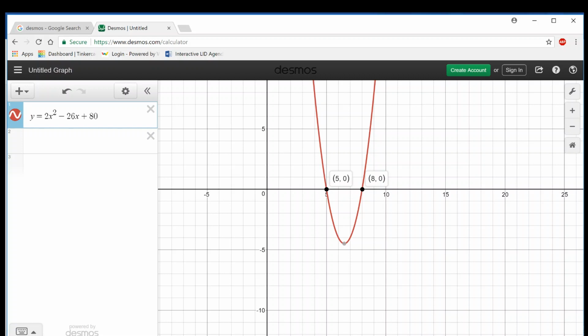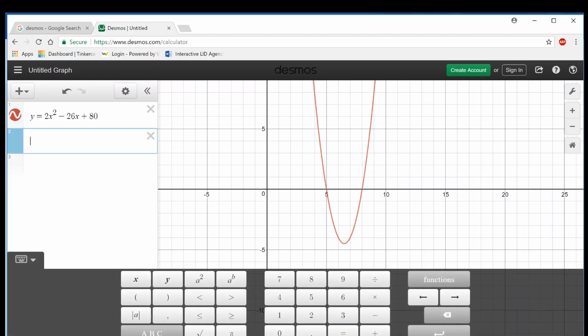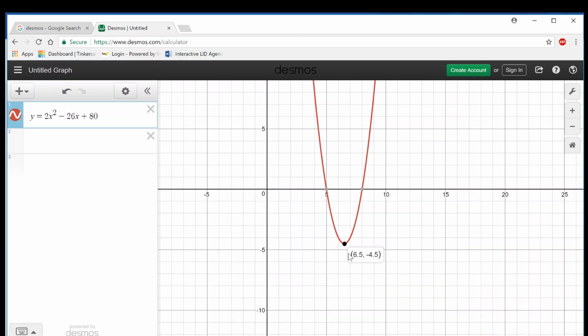Next, we go down here to the low point, or high point, the point where our parabola turns around. That's (6.5, -4.5). From that, not only do I get the vertex, which is just that point, (6.5, -4.5), but I also get the line of symmetry. I'm going to graph the line of symmetry here. If I go back to my graph and click on this, I see that my x value is 6.5. To find my line of symmetry, I always just say x equals the x value of the vertex.